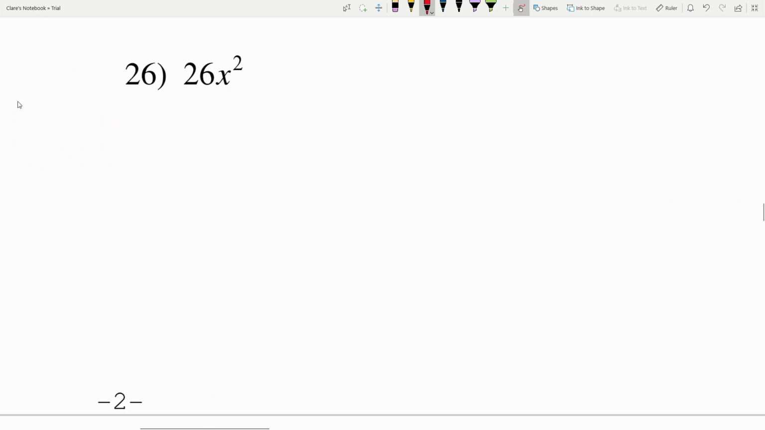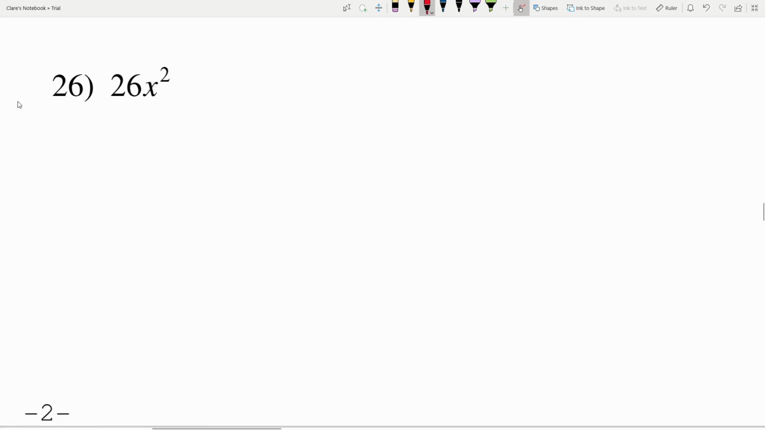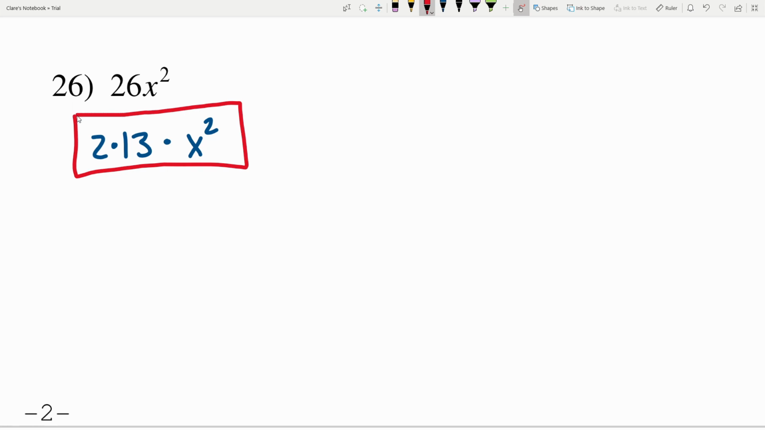Now on to number 26, the last problem on this worksheet. And for 26, we have 26x squared. And I know that 26 can be written as 2 times 13, and that will get multiplied by x squared. So here is my prime factorization, my prime power factorization, because I'm leaving exponents within my problem. And with that, we wrap up this worksheet.